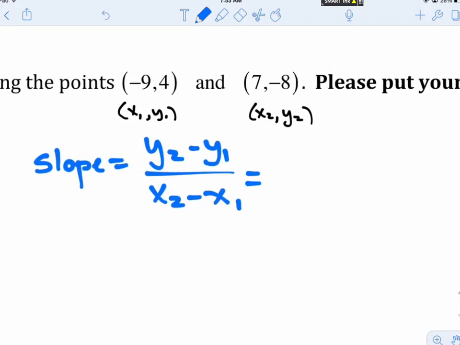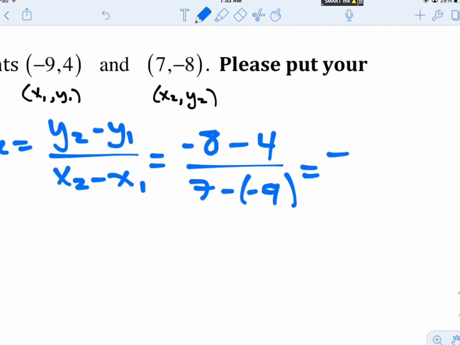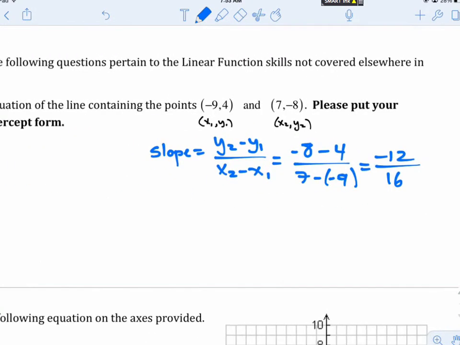For the change in the y values, we start with our final y value, and we subtract from it our initial y value. And for our x values, we start with our final x value, and we subtract from it our initial one. So we're going to subtract -9 in this case. Okay, so we end up with a numerator of -8 minus 4, which is -12, and a denominator of 7 plus 9, which is 16, and this is going to reduce to -3/4. So the slope of this line is -3/4.